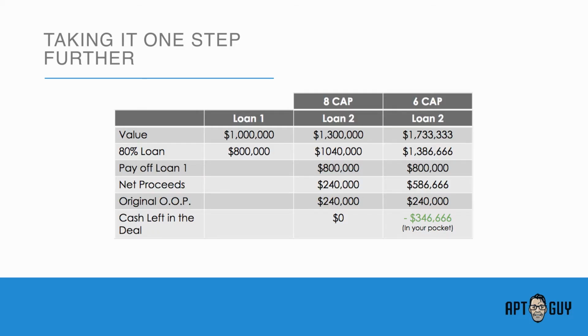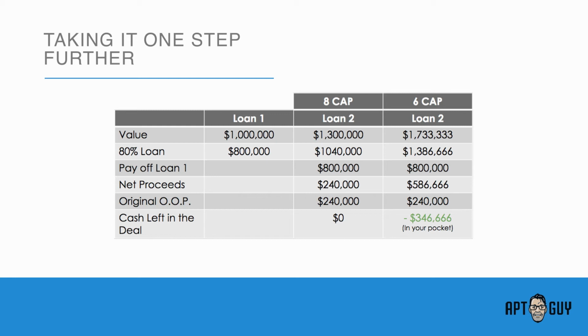So going through that, now on an 8 cap, your new value we decided was $1.3 million by doing our formula. You take out a new 80% loan for that new value. Now your loan is $1,040,000. You pay off your first loan because you still have to pay that off. It's still owed. That's $800,000. You are left with $240,000 in loan proceeds.